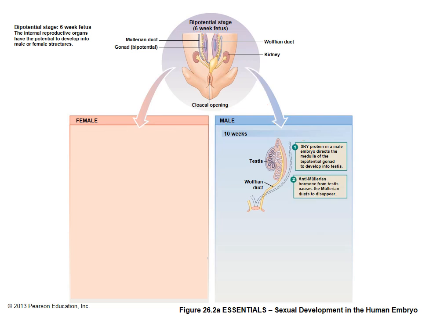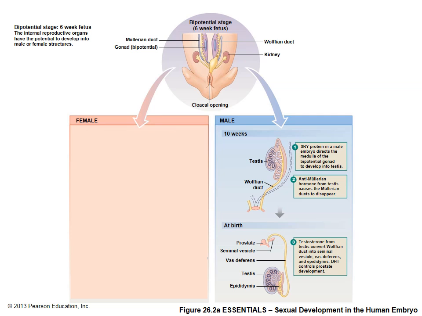Now once the testes start to differentiate under the influence of the SRY protein, the testes then start to produce anti-Müllerian hormone, or AMH. Obviously AMH does exactly what its name says. It causes the Müllerian ducts to disappear. So the Müllerian ducts will then start to disintegrate, whilst the Wolffian ducts will be the dominant ducts to develop.